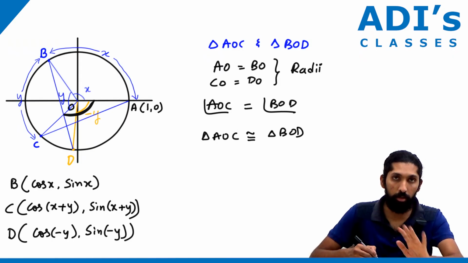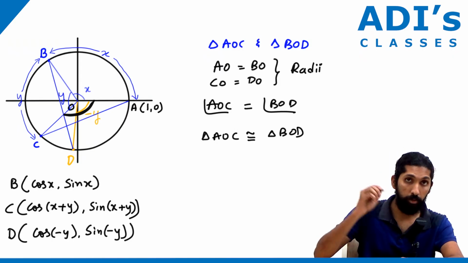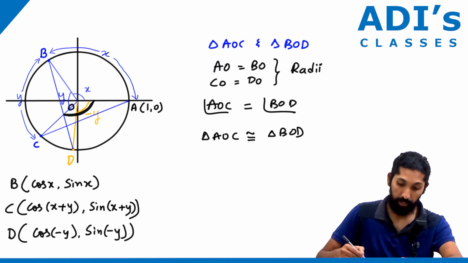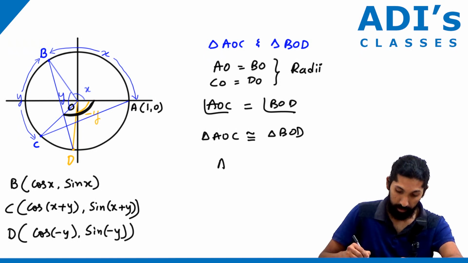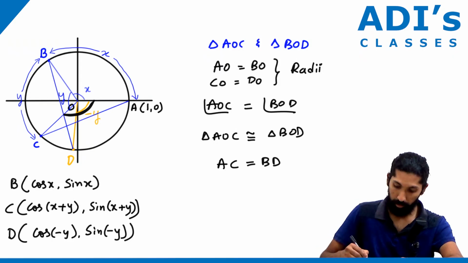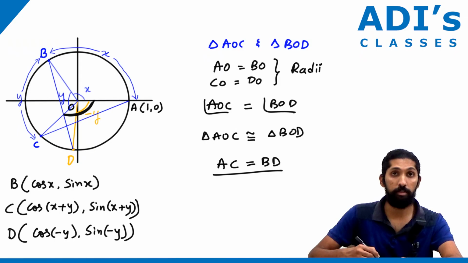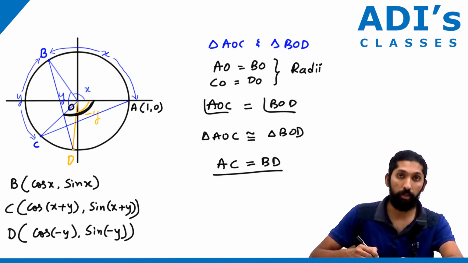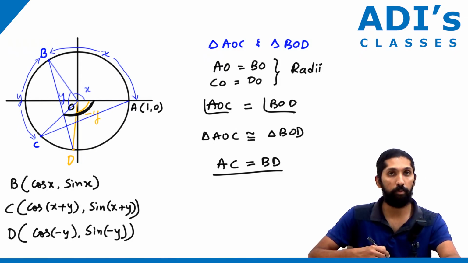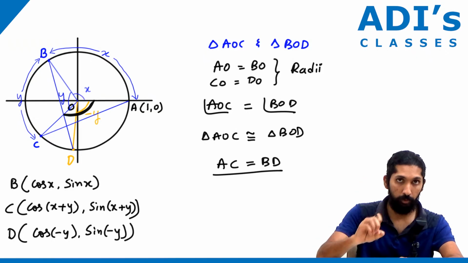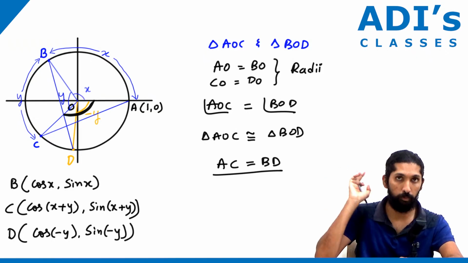Isn't it? SAS congruency. Since they are congruent to each other, the corresponding sides are equal. That means we can say that AC is equal to BD. Now this is a very important conclusion. AC is equal to BD because we can use distance formula. We know the coordinates of A, B, C, D. We can use that and figure out the value. Okay, that's what we are going to do now. We'll use distance formula and figure out what is what.